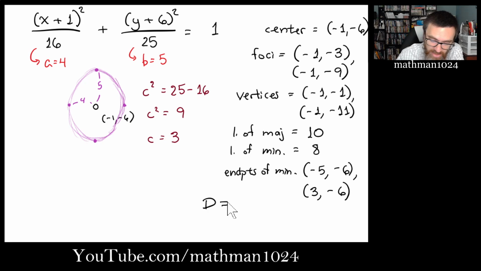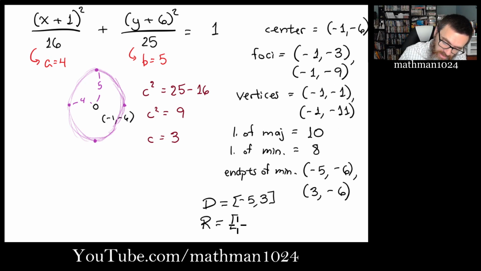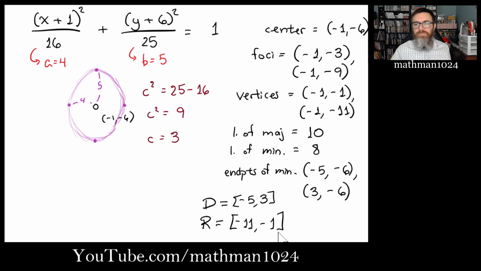And then my domain. So my domain, as I go from left to right, since that's along the minor axis, those guys right there, so -5 to 3. And then my range is going to be along the major axis, which is going to be my vertices. They go from -11 up to -1. So for a problem like this, complete the square, and we're going to be in good shape.